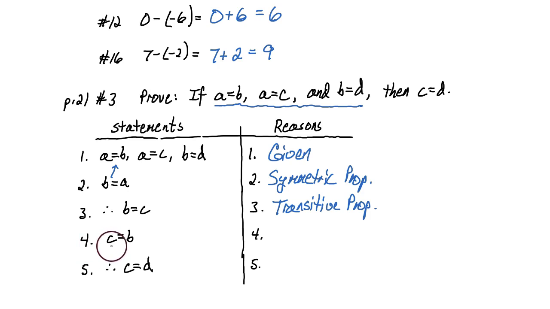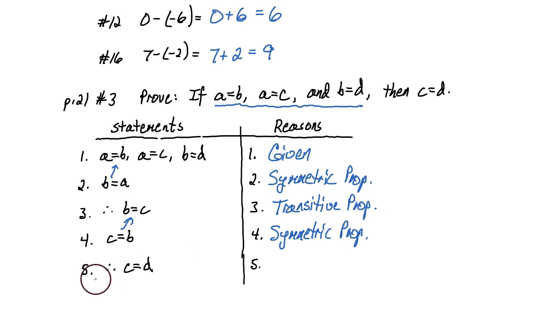Statement 4 is C equals B. Why can we say that based upon what was written before? Well, look what was written in statement 3, and then look at statement 4. What is the connection between those? Again, the symmetric property has been used.